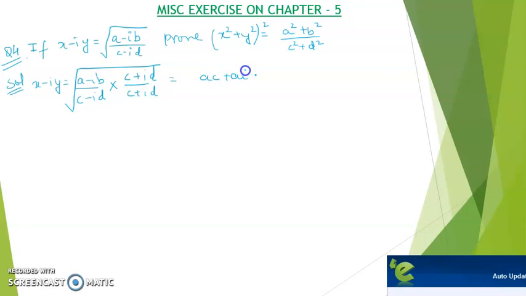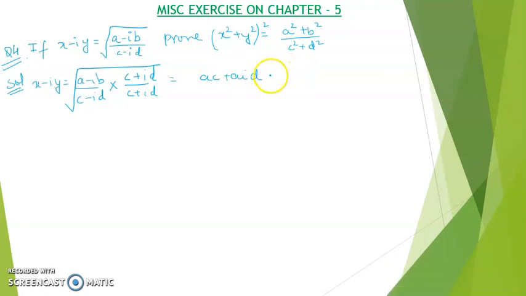Now multiply a minus ib into c plus id, so this will give me ac plus aid minus ibc minus i square bd. I am doing ibc in rough: ib into id is i square bd, and i square is minus 1, so minus minus will become plus, so plus bd, upon c minus id into c plus id, students.